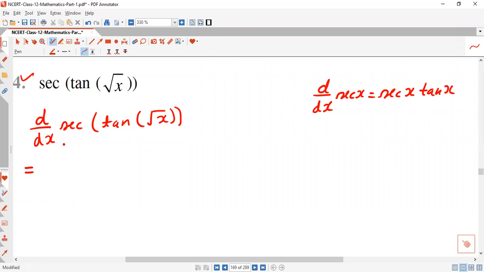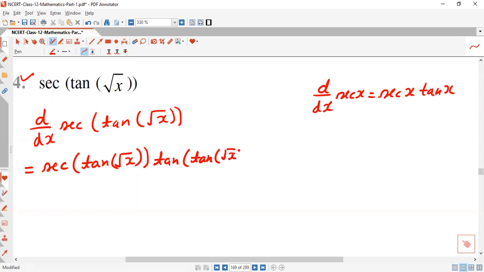So we start this one. It will come out: sec of tan of root x. Okay, then we have multiplied by sec x tan x, tan of root x. See, this function is not ended, because this is not x. This is tan of root x. So we have to do the differentiation of that part also, multiplied by dy/dx of tan of root x.